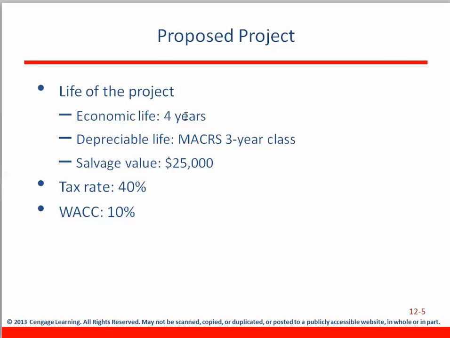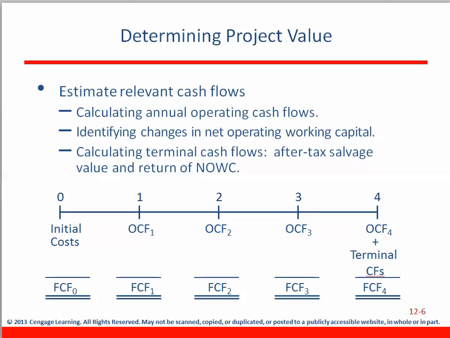Economic life means how long the project actually is going to last. Depreciation life is the MACRS class life that we have to depreciate this asset over. With MACRS depreciation, the IRS has told us, if your asset is a truck, you're going to depreciate it over 3 years. If your asset is a building, you're going to depreciate it over 10 years. So there's no guessing. It's all specified what kind of assets are depreciated over how long.